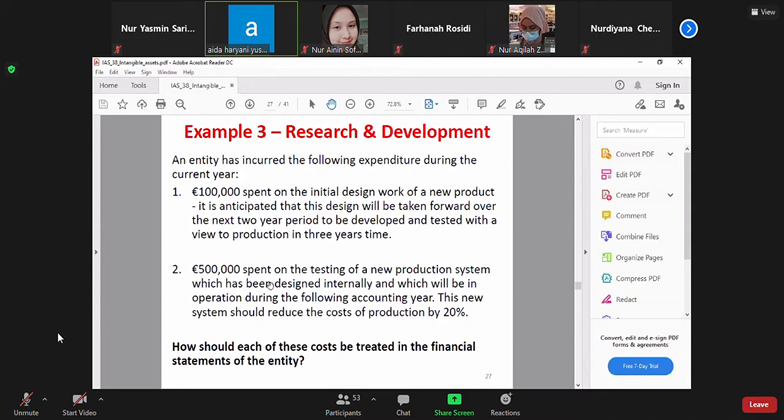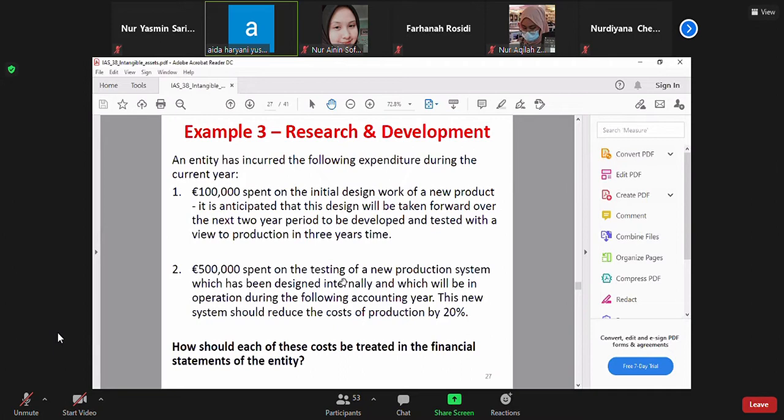Okay, so number 2, 500,000 spent on the testing of a new production system which has been designed internally and which will be in operation during the following accounting year. So number 2 here, they have tested a product within their company, and that product will start operation next year. This new system should reduce the cost of production by 20%.